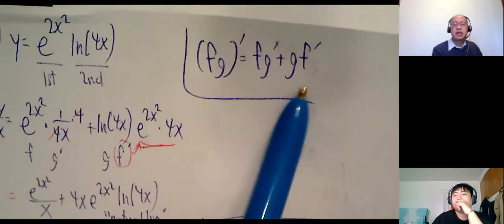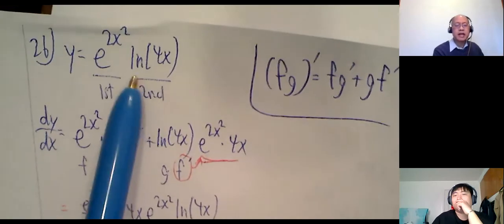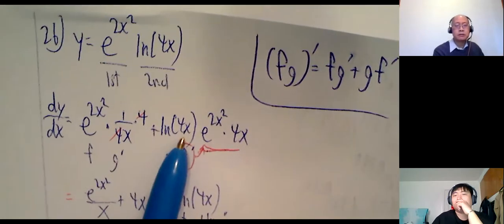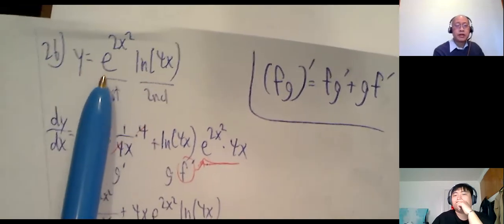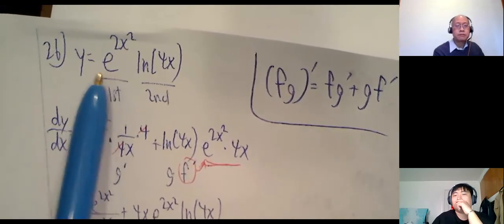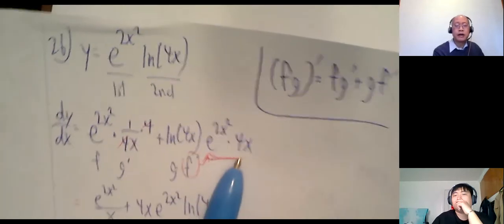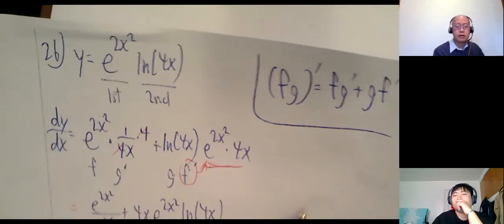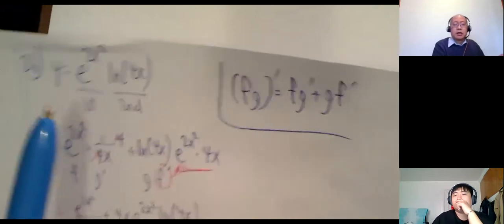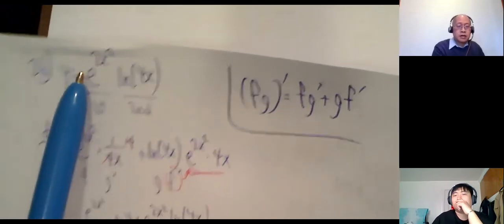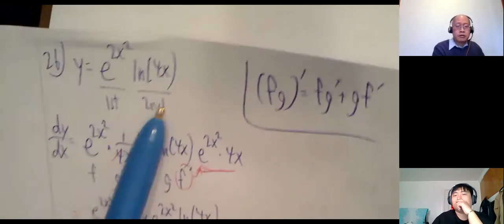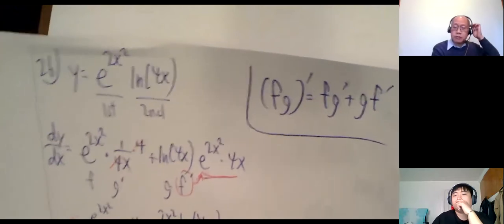Now plus gf prime. So plus the second function, natural log of 4x, times the derivative of the first. So what's the derivative of e to the 2x squared? E to the 2x squared times 4x, which is the derivative of 2x squared. So this is a lot of stuff in it. You have to know the derivative of e to something, the derivative of ln, there's a product rule and a chain rule, all within the same problem.